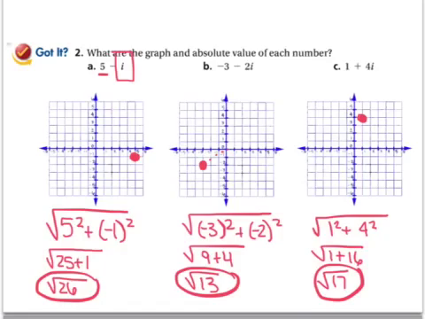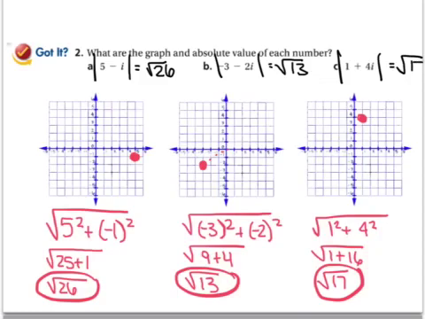Now remember, when we're finding those distances, distance is the absolute value, distance from 0. So we can say the absolute value would be the square root of 26. The absolute value would be the square root of 13. Absolute value would be the square root of 17. That's what we're finding when we're finding the distance from 0.